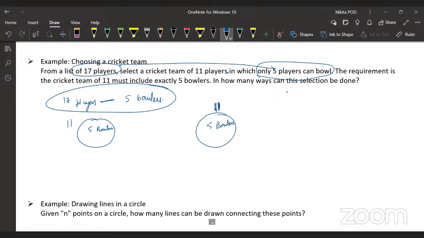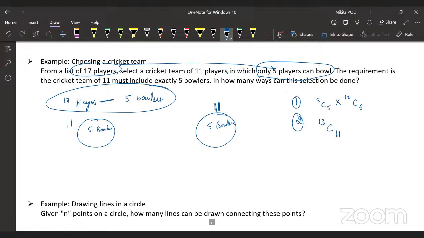So then should it be 13C11? Yeah. 12C6 into 5C5. So what is the first answer? 5C5 into 12C6. Ma'am, we can ignore the 5C5 because it is the same as just one, no? What is the second answer? 13C11. Okay.